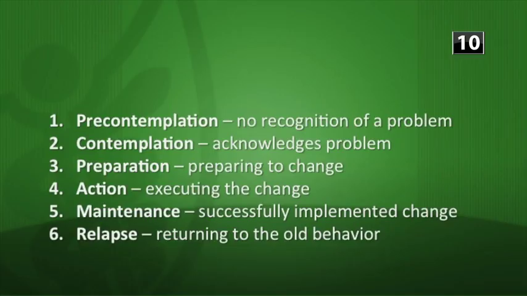They include stage 1, which is pre-contemplation, a stage where patients don't really recognize that there's a problem. Stage 2 is contemplation, where now they acknowledge that there's a problem, but they're not really doing anything about it yet. Stage 3 is preparation, where they're getting ready to make a change. Stage 4 is action, where they're executing the change. Stage 5 is maintenance, which is where they've been successful with implementing the change and are now maintaining that new behavior. And hopefully they don't ever get to stage 6, which is relapse, where they return to the old behavior. So this smoker in our question is in the pre-contemplation stage.